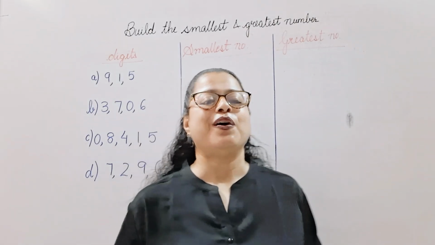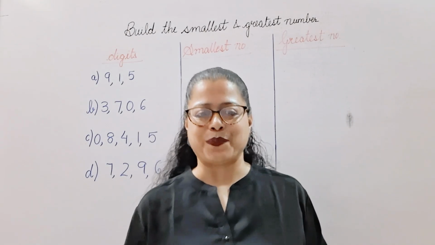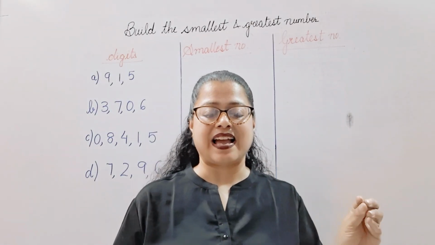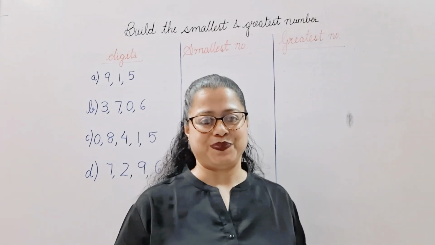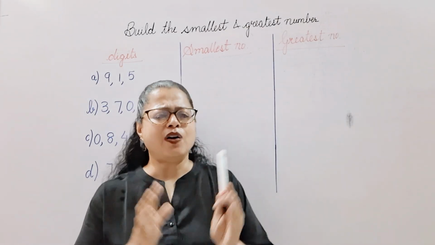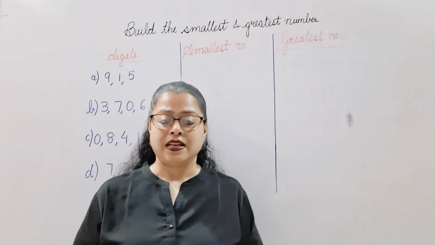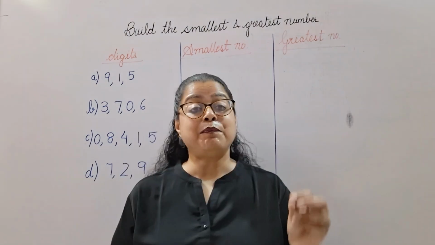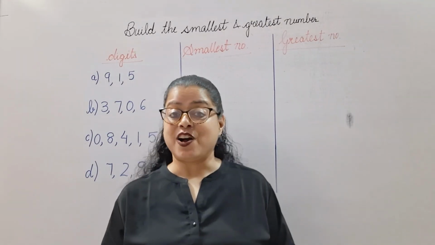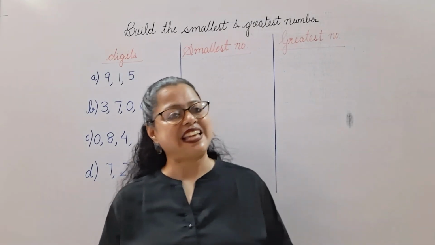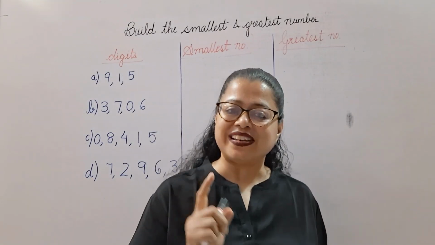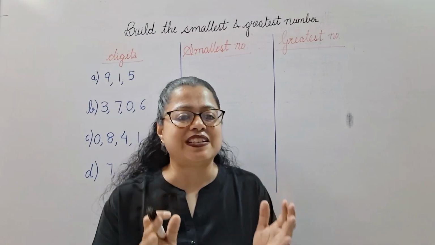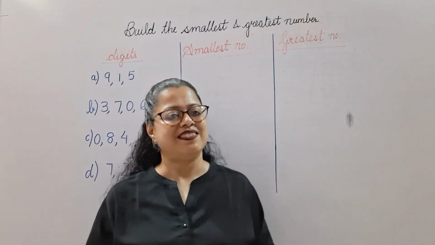Students, today we will learn a new topic, that is build the greatest and smallest number. Yes, today we will see how to build a number. Before that, I have already explained to you about the digits in my previous videos. How many digits are there? There are 10 digits, 0 to 9. Now today we will use the digits and we will form a number.